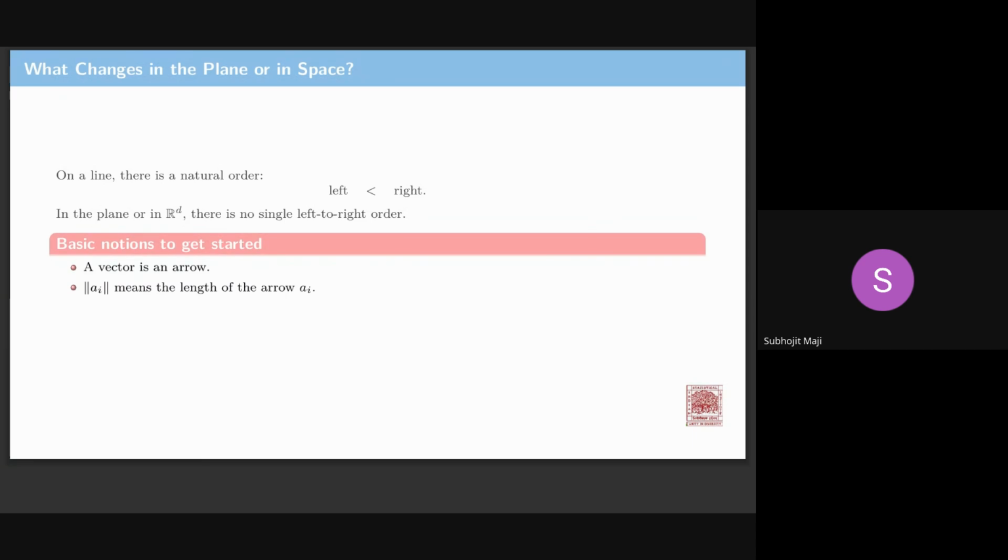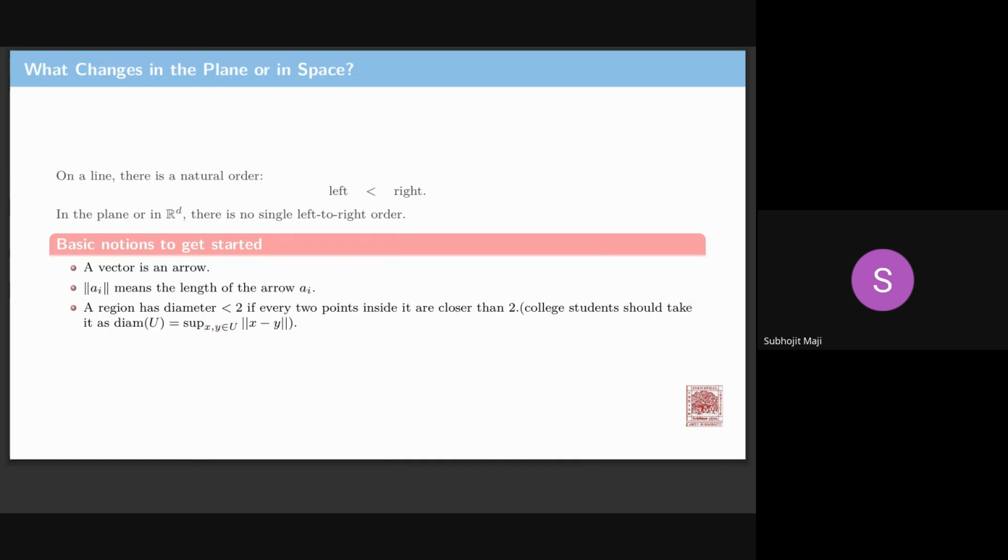The norm of a vector is defined by the norm of a_i. So this is the norm. This defines the length of the arrow, just like for complex numbers I said that the mod value of x plus iota y is basically the square root of x squared plus y squared. And similarly we define the Euclidean norm for the length of vectors.